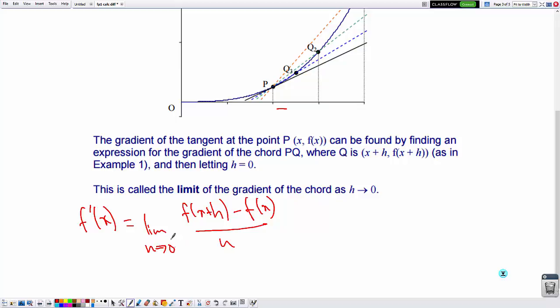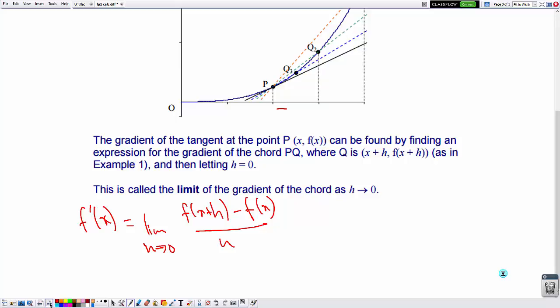Now, what does this limit as h tends to 0 mean? Essentially, all it's saying is, what does this thing go to as h tends to 0? There's more to it than that, but we're not going to go into more detail. If you do a maths degree, you'll see more of that. So all this is saying is my gradient at the point x is the gradient of the chord as my h, as my gap, tends to 0.